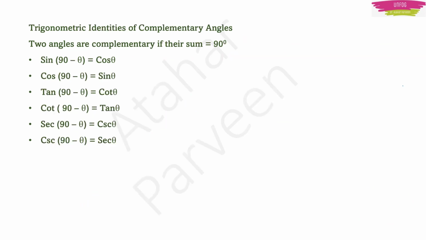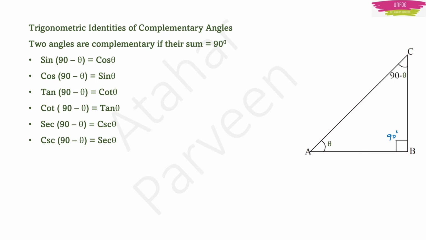Now let's talk about the complementary angles. What are complementary angles? You say that two angles are complementary if you add them and your answer is 90 degree. Then you say that they are complementary angles. I have a triangle like this. This is a right angle triangle. So if this is 90 degree and if this is theta, then obviously this angle should be 90 minus theta because sum of the angles of a triangle is 180 degree. In this 180 degree, 90 degree gone and theta gone. So the rest angle should be 90 minus theta, correct? So this is one triangle.